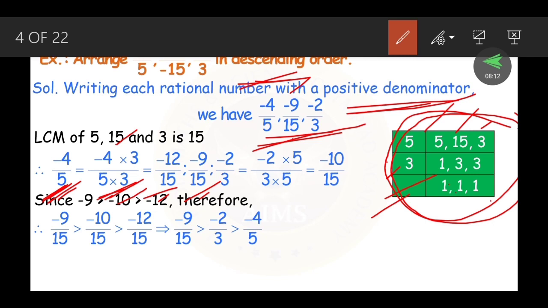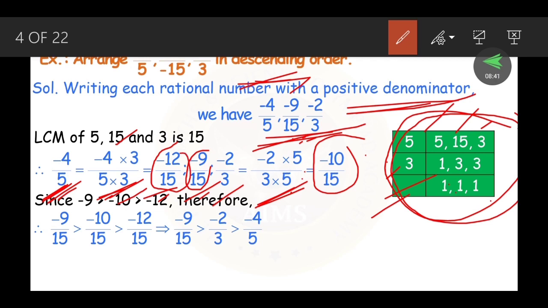Third fraction, minus 2 by 3. In the denominator part 3 is there. How to make it into 15? Multiply with 5. 3 5s are 15. Numerator part also to be multiplied with 5. 2 5s are 10. So we got minus 10 by 15, which is the third rational number. Minus 9 by 15 is the second rational number. Minus 12 by 15 is the first rational number.